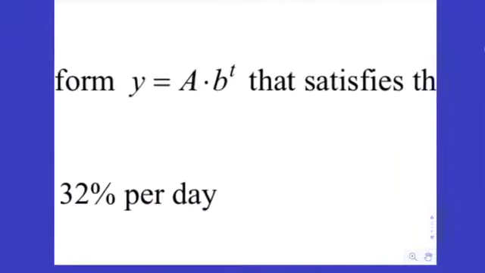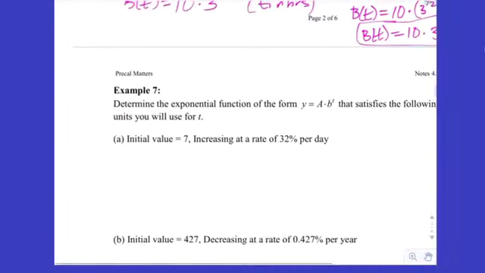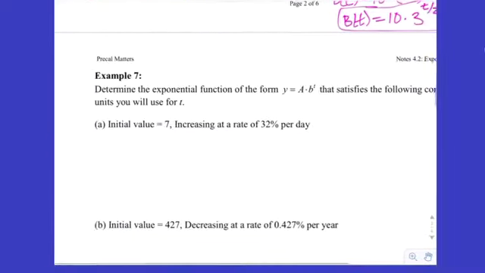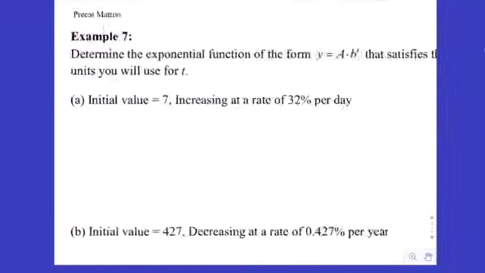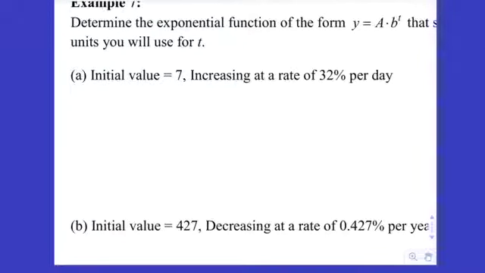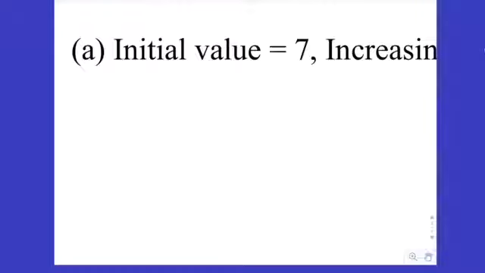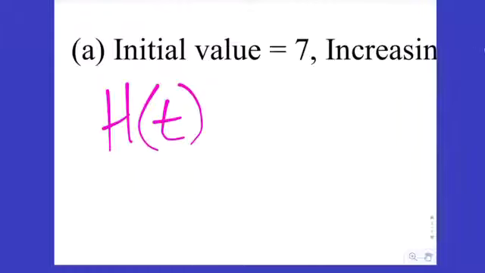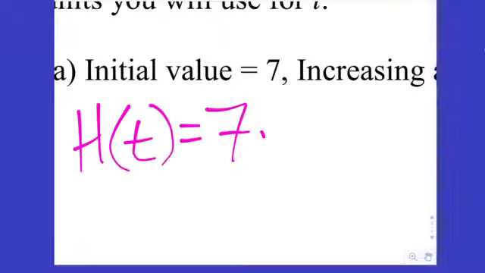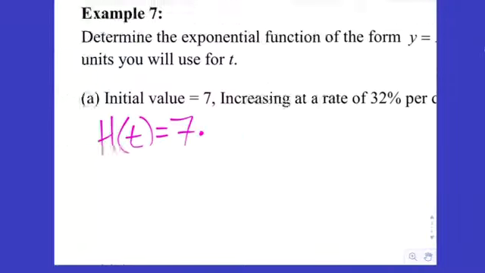Determine the exponential function of the form y equals a times b to the t that satisfies the following conditions. Define the units you'll use for t. All right? So we'll do 7a together, and then you'll do 7b. We have an initial value of 7, and it's increasing by 32% per day. So instead of just calling the function y, let's call it h of t, for holiday of t, since we're about to go on holiday. Yay. So if the initial value is 7, that's our a value, right? That's the y-intercept. So we get 7 times.